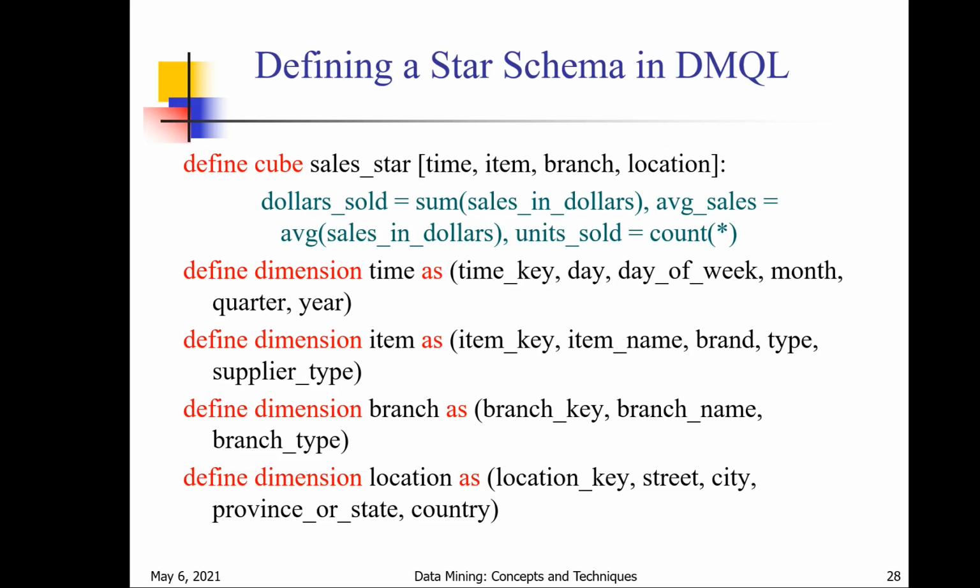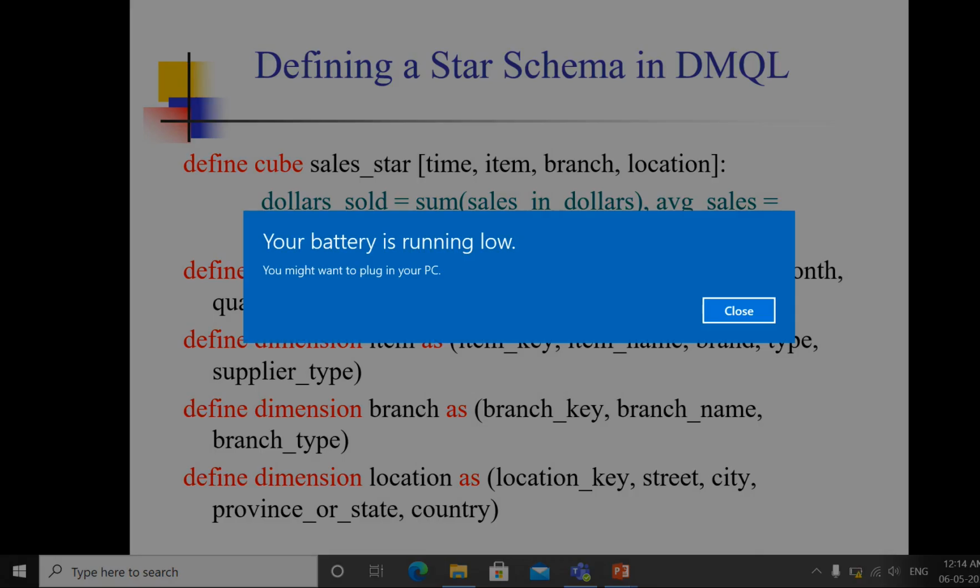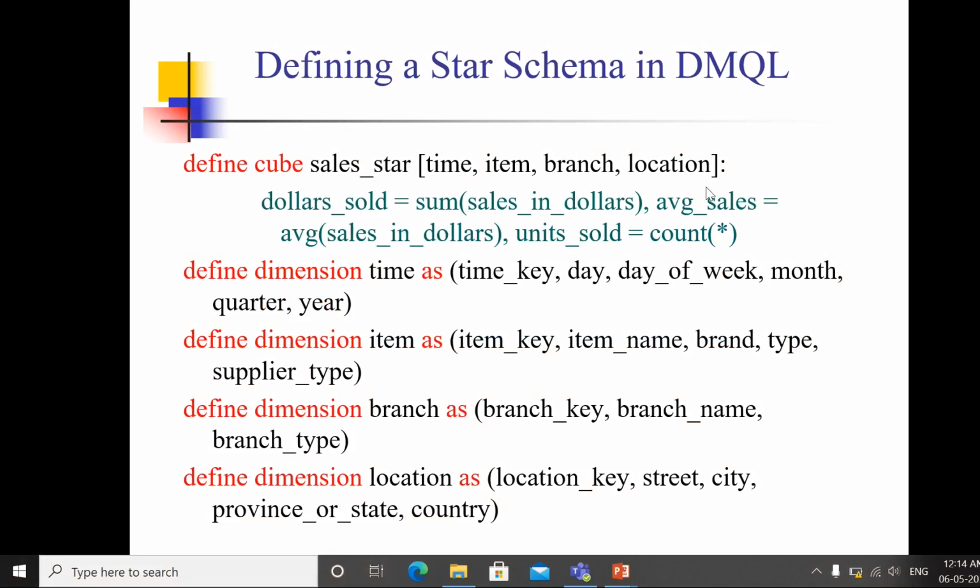Average sales equals the average of sales in dollars, so that is the total average. Unit sold equals count of star, the number of records, in that particular cube or fact table. So this is the cube definition. In the cube definition we have given time, item, branch, location, all in square brackets, no? Each and every one of these dimension tables is again defined here.